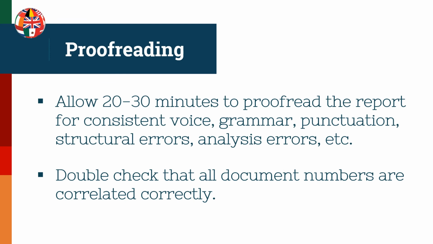You'll need to proofread your report. Although this is a first draft, you won't want to have blatant errors in it. So allow a final 20-30 minutes at the end of your project. Look for a consistent voice. Are you making sure that everything is third person, or do you have some yous or I's in there that should be taken out? Do you have good grammar? Is your punctuation appropriate? Have you eliminated complete words or sentences so that things don't make sense? How about your analysis? Maybe have a little checklist. This could be part of your checklist to check for each of these things. Double check or triple check that all document numbers are correlated correctly.